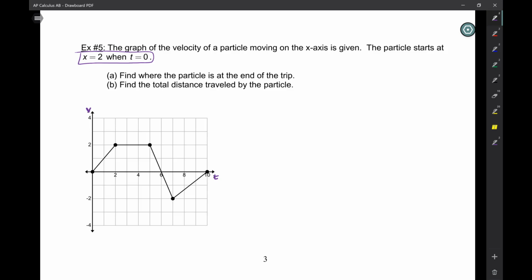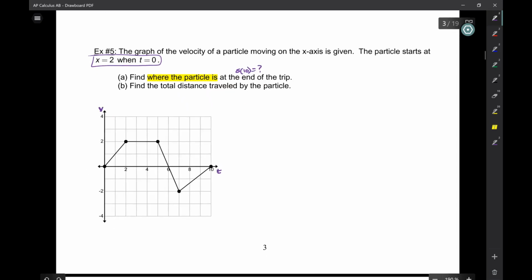Okay, so this is v and t, and the question we're asked here is, find where the particle is at the end of the trip. So if we have v and we want location, what are we going to do? We need to find displacement. If this goes from 0 to 10, what we need is s of 10. That's what it's asking us.